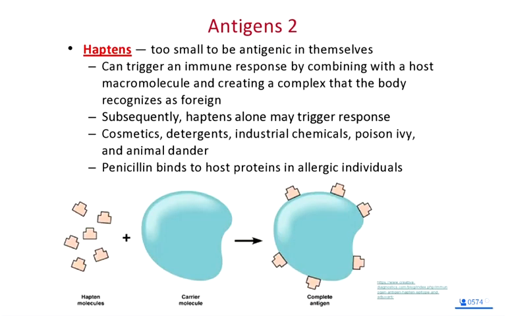And then we have haptens. As we look at haptens, a hapten is a molecule that cannot trigger an immune response by itself, but when it binds to a larger molecule, it can work with that larger molecule to trigger an immune response. They include molecules that we're allergic to.